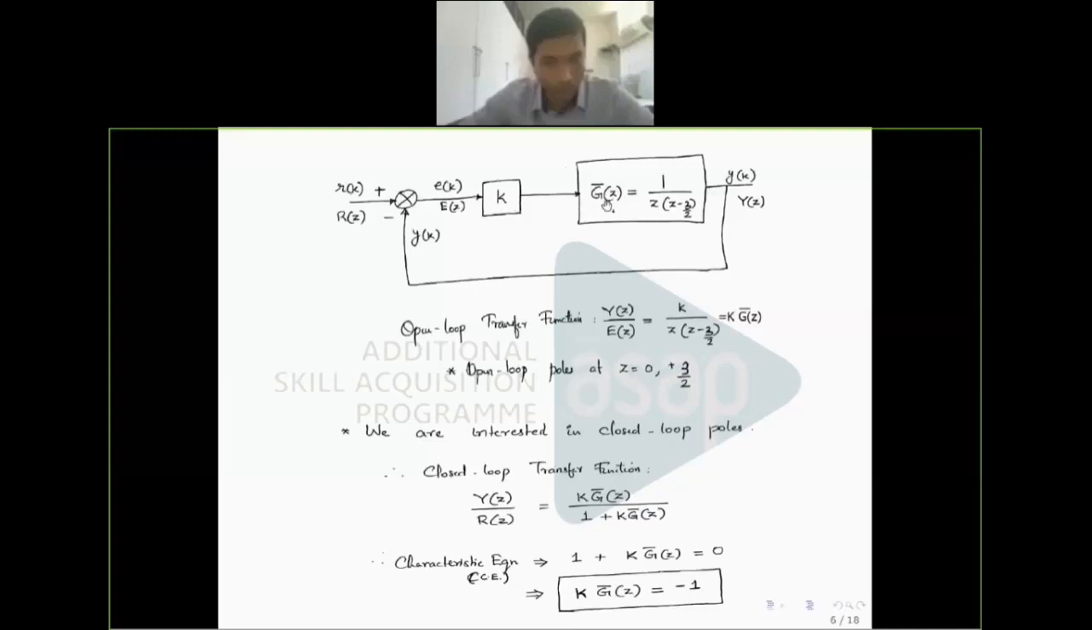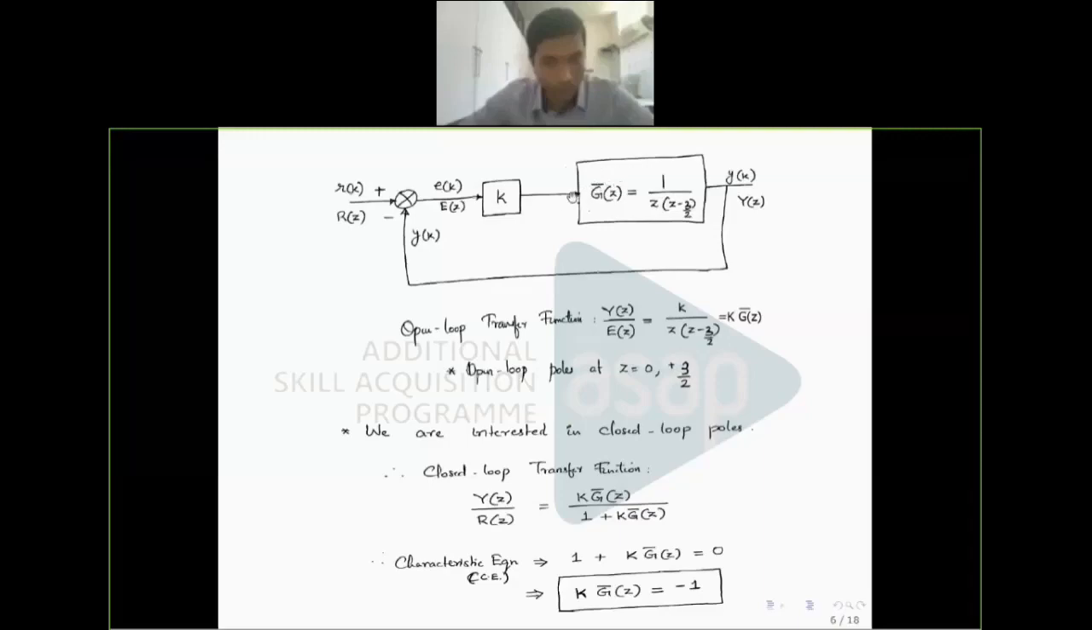Okay. So G bar Z now becomes 1 by Z into Z minus 3 by 2. So it has only one pole at origin, and there is another pole at 3 by 2. The other things get cancelled out because we have incorporated the structure of the controller along with the plant G of Z. So now we have obtained G bar Z. From now on we will be working with G bar Z in order to plot the root locus and so on. Okay, so I hope so far it is clear.